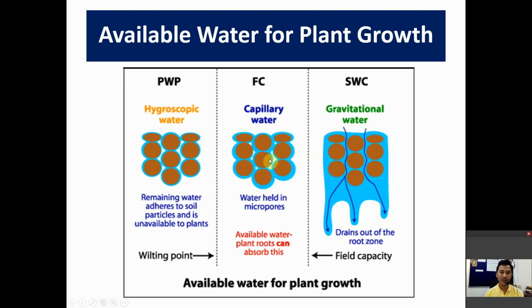See that? And at the permanent wilting point, of course, the water film around the soil particle will be thinner, and we call that water the hygroscopic water. So you can see the limit somewhere here.